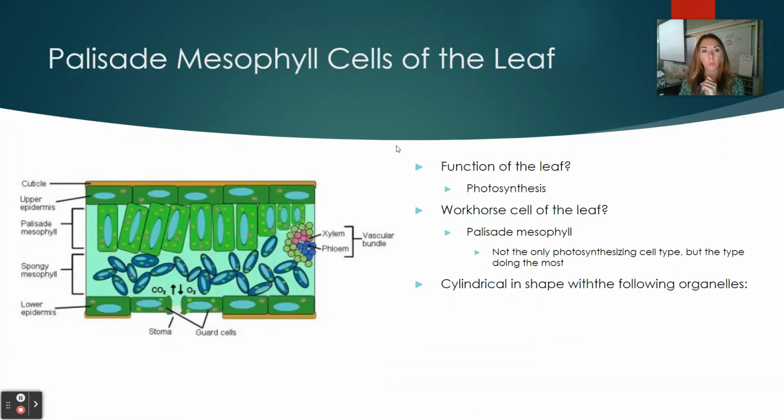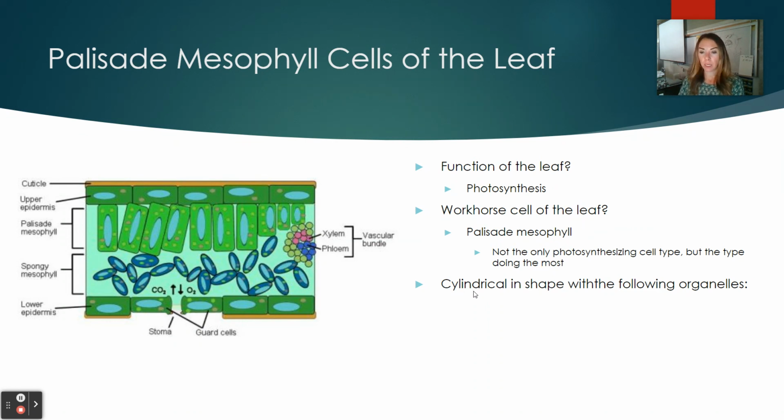The other example in your book is the mesophyll cell of the leaf. Why this cell is important is that it's the place where photosynthesis occurs. We know that photosynthesis occurs in plants in the leaf, but more specifically, it occurs in the mesophyll. It's not the only photosynthesizing cell type, but it's the one that's doing the most. Just like your pancreas is not the only one that creates enzymes, but it does a lot of it because it creates those hormones.